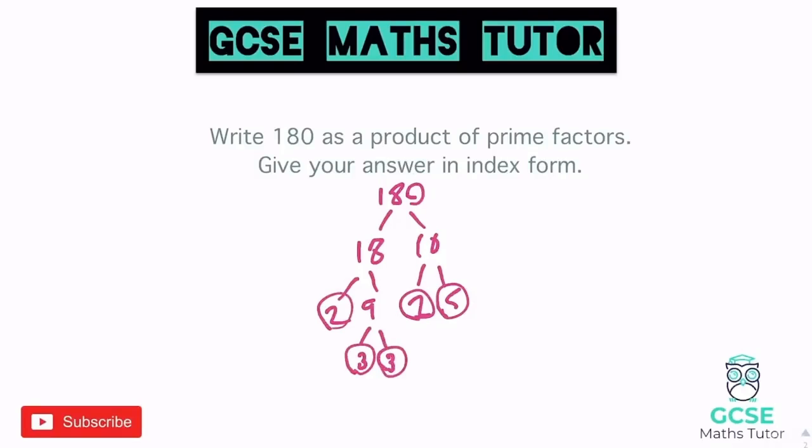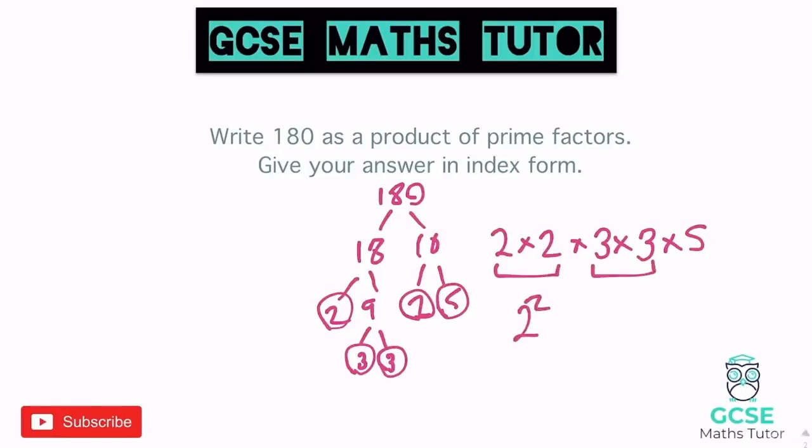Now writing these in size order, we get 2 times 2 times 3 times 3 times 5, and then we can simplify these. So 2 times 2 becomes 2 squared, 3 times 3 becomes 3 squared, and then times 5 at the end, and that's in index form there.